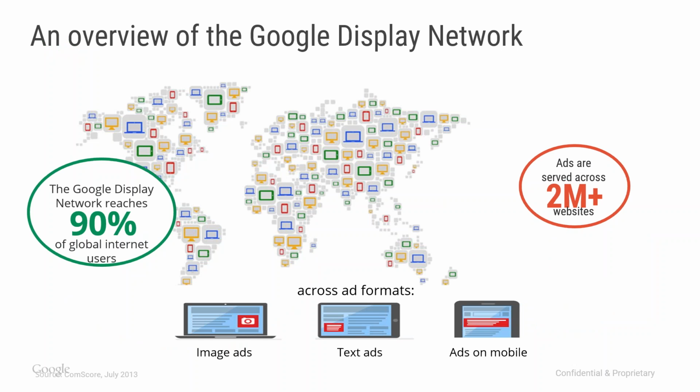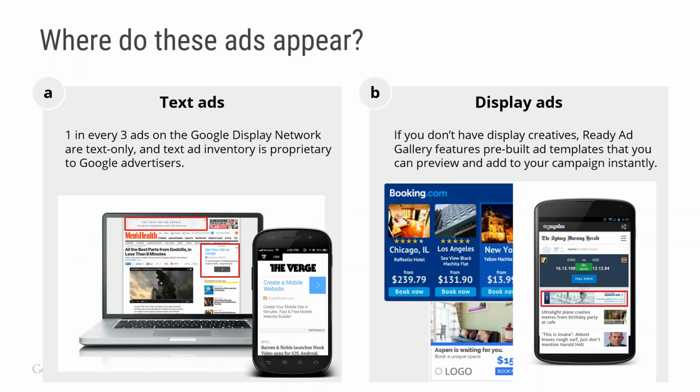Just to give you an overview of the size of Google Display Network, we reach around 90% of global internet users, and ads are served across 2 million plus websites. So there's a lot of opportunity. If we talk about the ad format, we can have the regular text ad format that you can see on the screen on the left-hand side, or we can have image banner ads as well, as we can see for booking.com on the right-hand side.